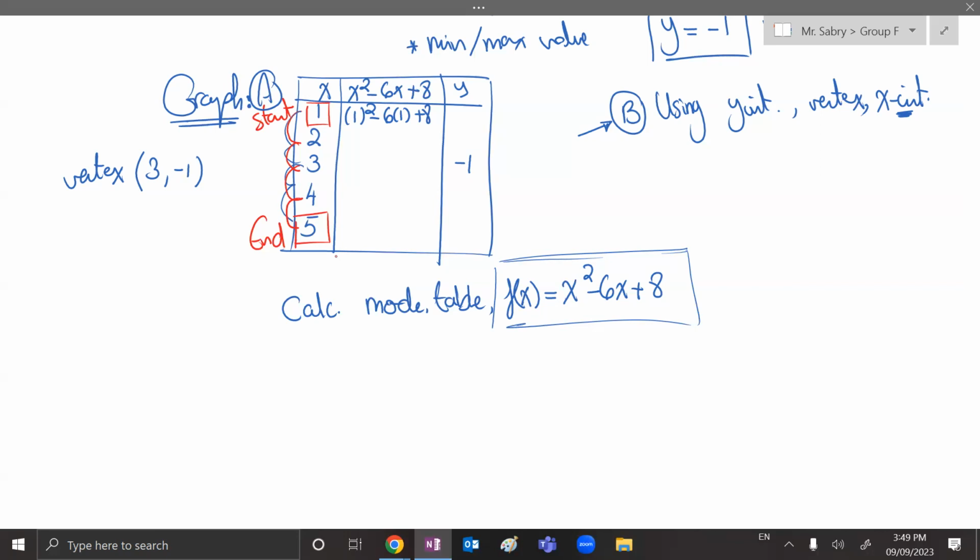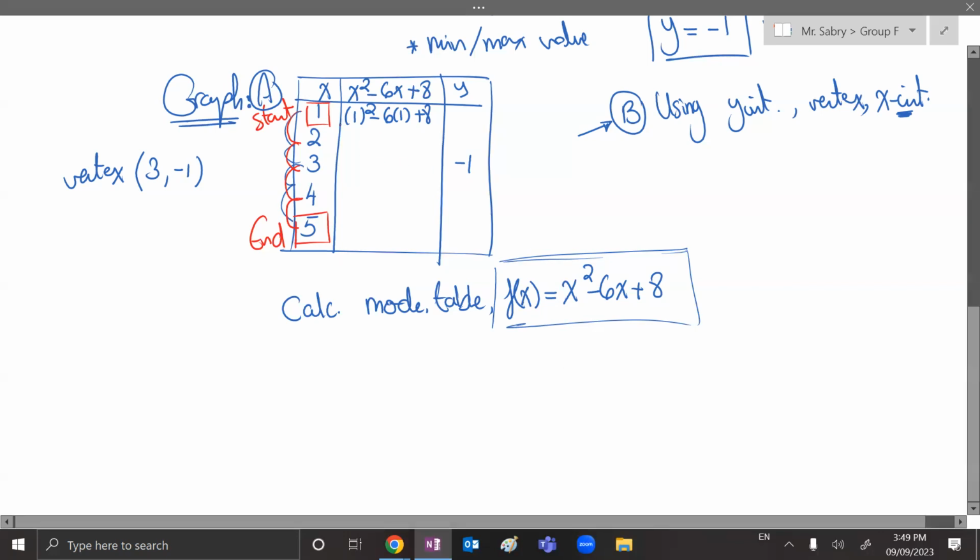When I put x as 1, f of x is 3. That's a point: 1 and 3. Then 2 and 0, 3 and negative 1, which is the vertex, and then 4 and 0, 5 and 3. So I'll go on an XY axis, right there.